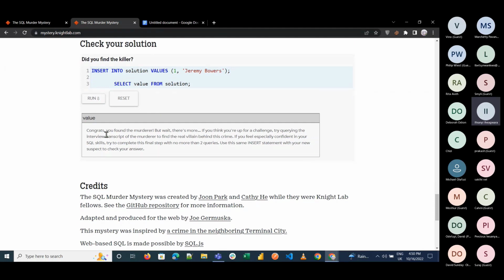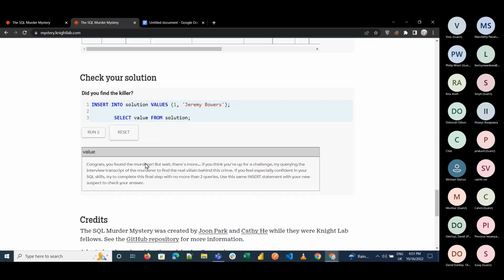Congratulations, you have found the murderer, but there's a follow-up. If you're up for it, query the interview transcript of the murderer to find out the real villain behind this crime. If you feel confident in your SQL skills, just complete these final steps.